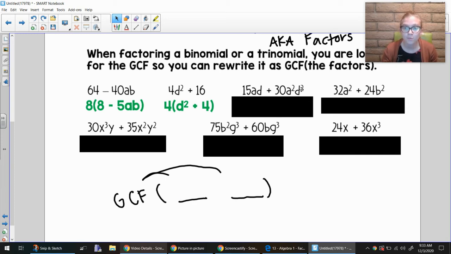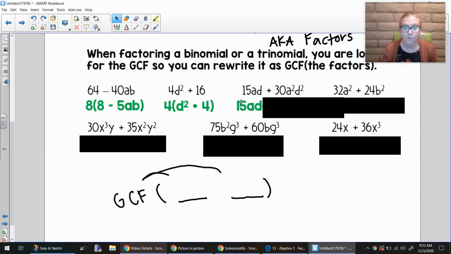Now let's try one with a few more variables. 15ad plus 30a squared d squared. Well, the greatest common factor between 15 and 30 is 15. But these two terms also have some variables in common. They each have one a, and they each have at least one d. So 15ad is our greatest common factor.